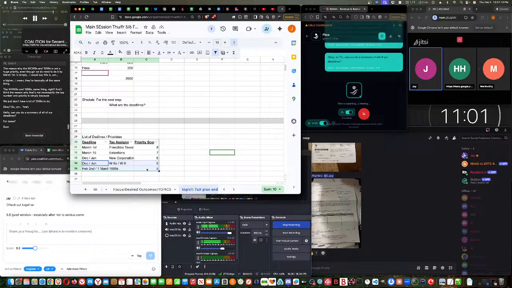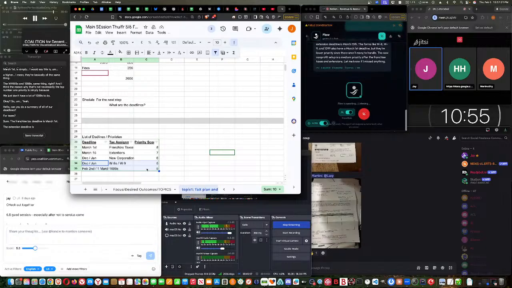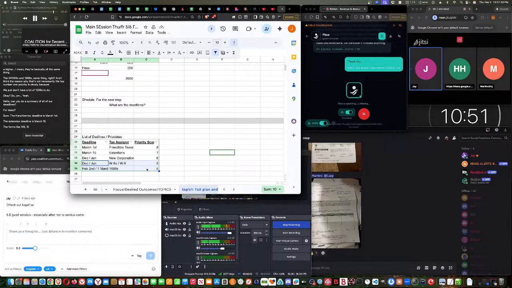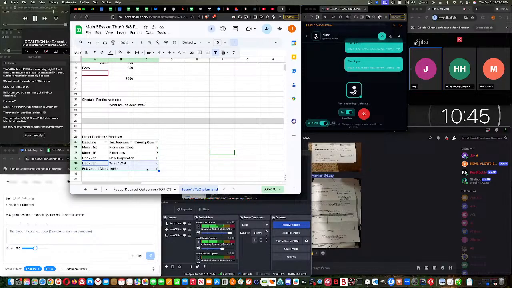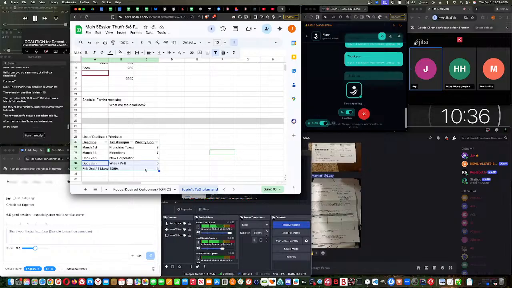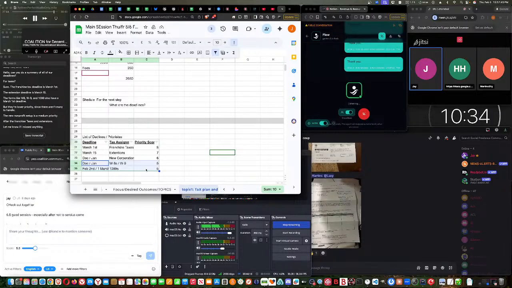Sure. The franchise tax deadline is March 1st. The extension deadline is March 15th. The forms like W8, W9, and 1099 also have a March 1st deadline, but they're lower priority since there aren't many to handle. The new nonprofit setup is a medium priority after the franchise taxes and extensions. Let me know if I missed anything. That was perfect again. Awesome.